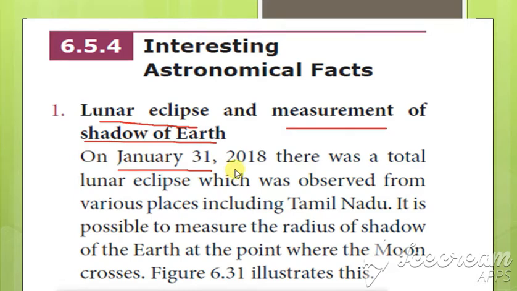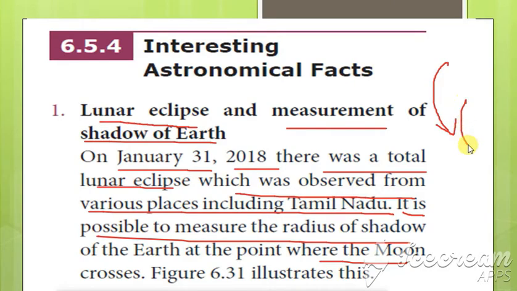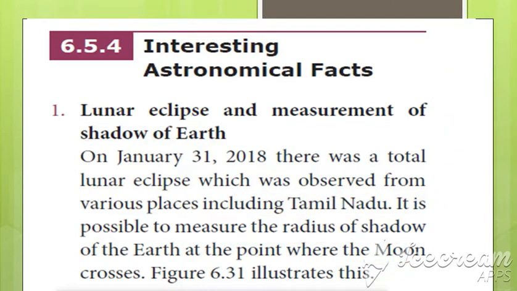On January 31st, 2019, there was a total lunar eclipse which was observed from various places including Tamil Nadu, and it is possible to measure the radius of the shadow of the earth at the point where the moon crosses.